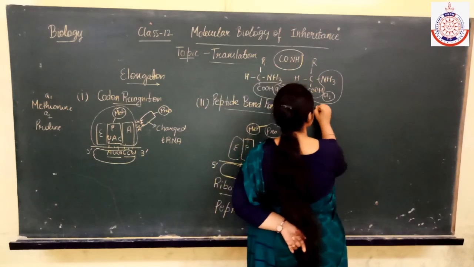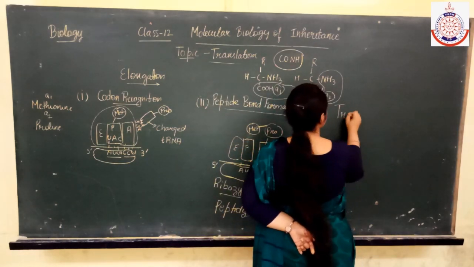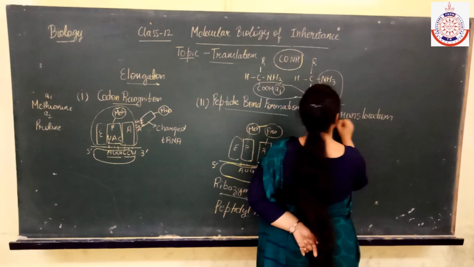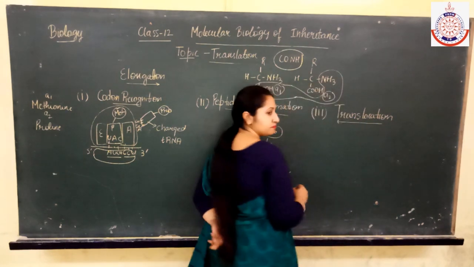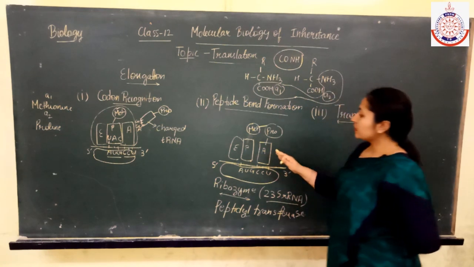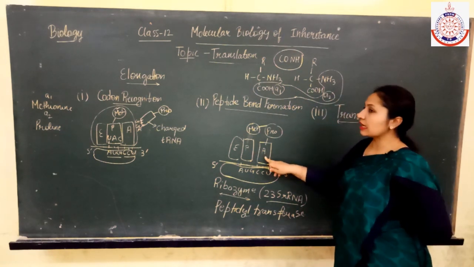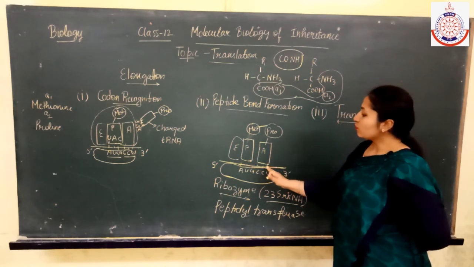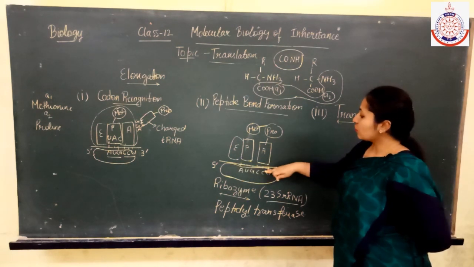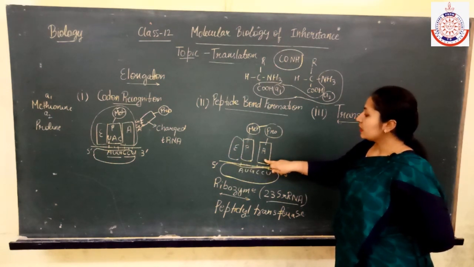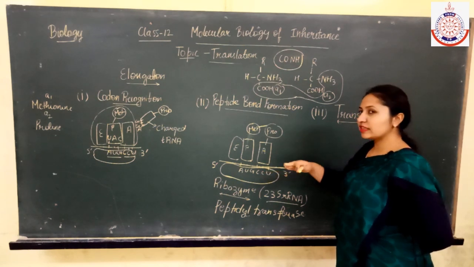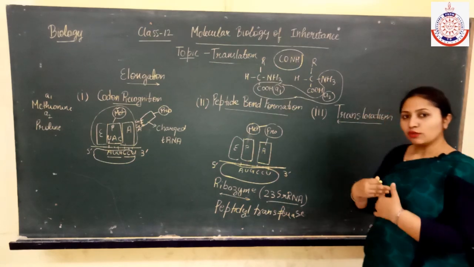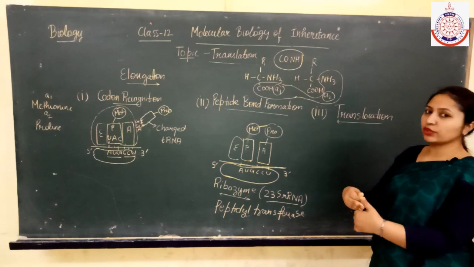Now, third, we will discuss the translocation. Now, in the translocation, what will happen? The tRNA which is present in the A site will move to the P site with the codons. Okay, it means this tRNA is bound with the codons. So with the mRNA chain, this tRNA will move to the P site, and this is known as the translocation process.